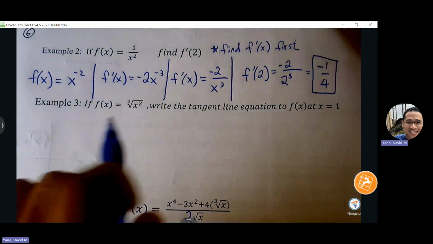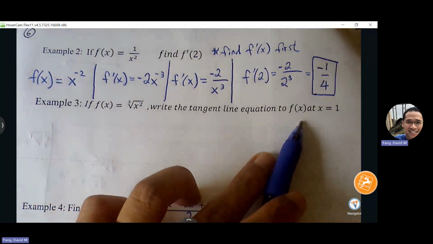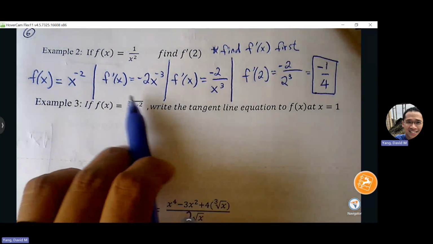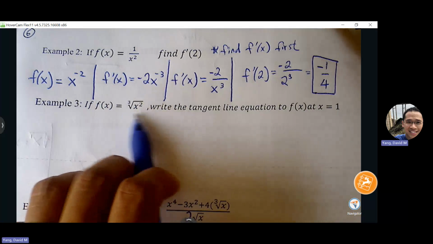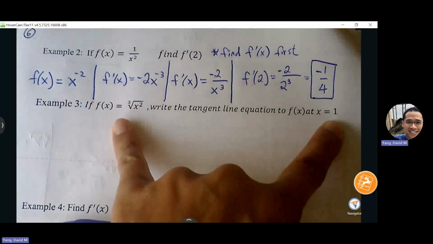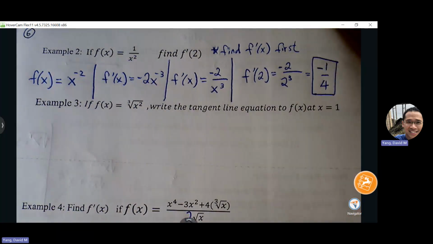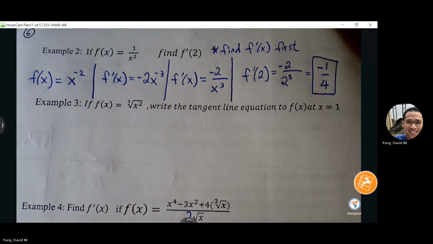All right, example 3. If the function is equal to cube root of x squared, write the tangent line equation to the function at x equals 1. So let's get this cleaned up. We're going to find the derivative. We're going to find the slope, but we're also going to find the ordered pair so that we can gather the ordered pair, gather the slope, then point slope form. Okay, so try those steps and we'll compare our answers.